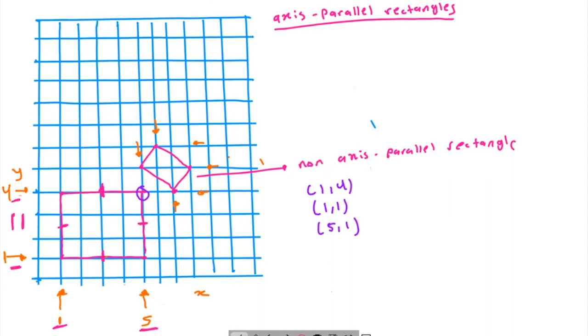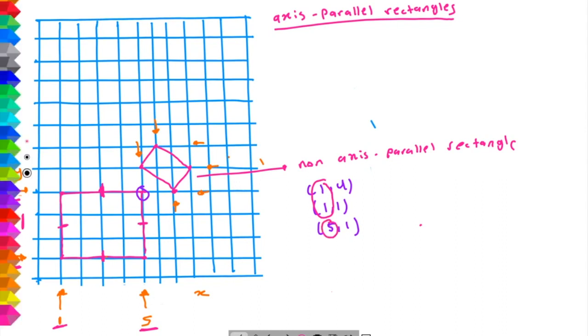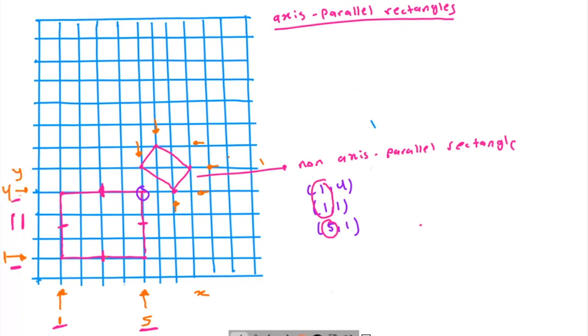But here, if we look at the coordinates, we see that on the line x equal to 1, there are 2 points. However, on the line x equal to 5, there's only 1 point. Therefore, there has to be a second point on the line x is equal to 5. So we know that the 5 has to be in the x-coordinate.